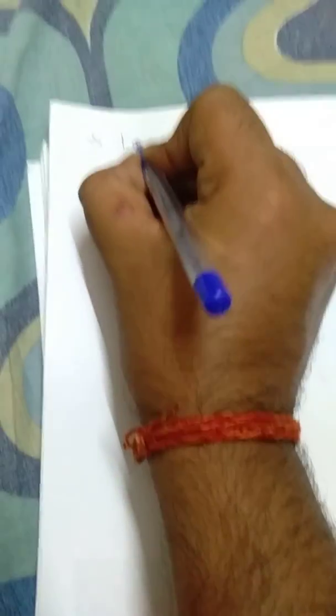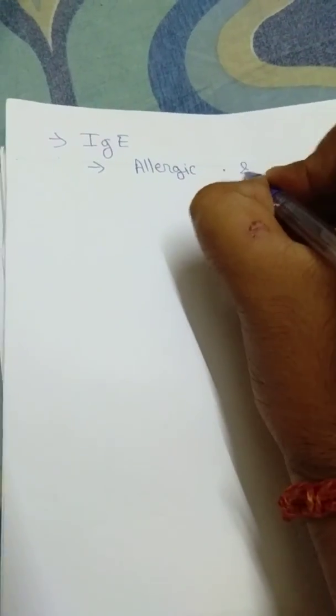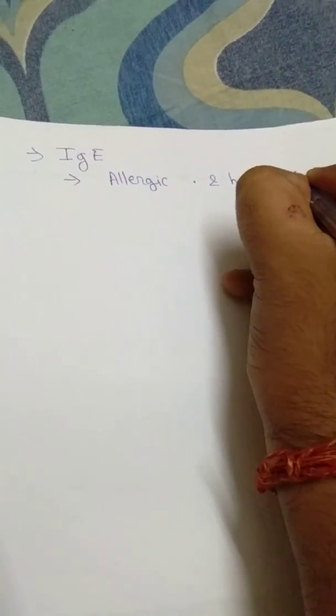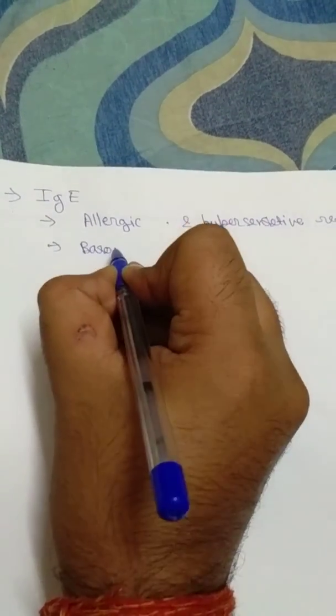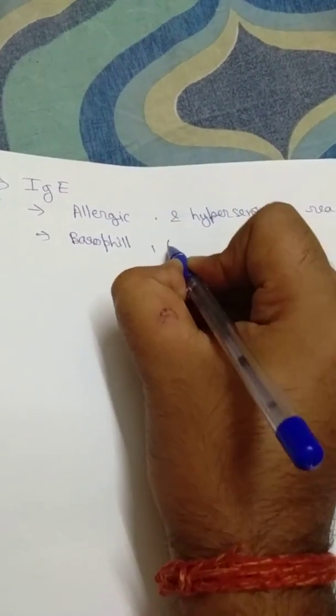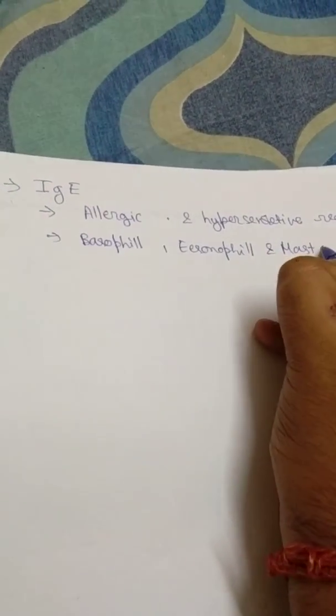The fourth immunoglobulin is IgE. The only role of IgE is to provide the response against allergic and hypersensitive reactions, and the receptor for IgE is present on basophils, eosinophils and mast cells. What are basophils, eosinophils and mast cells? I will discuss them in the cells of the immune system.